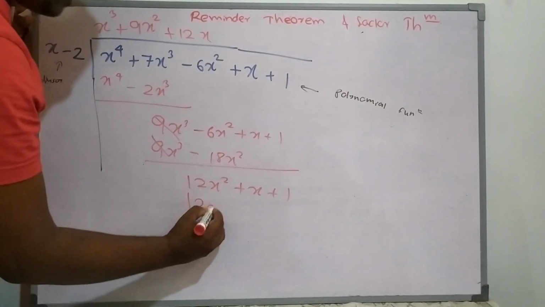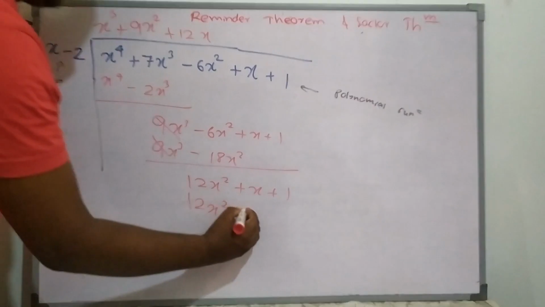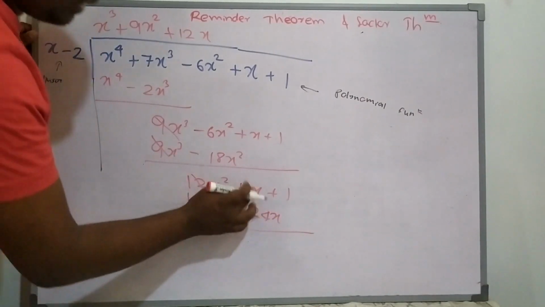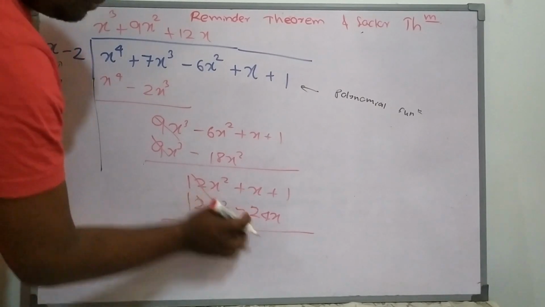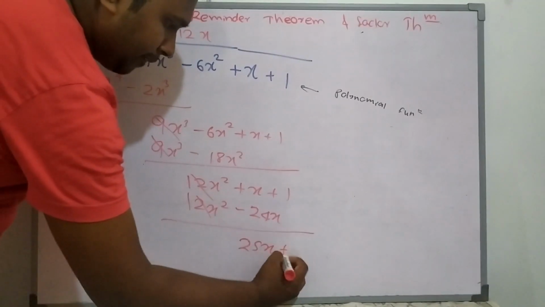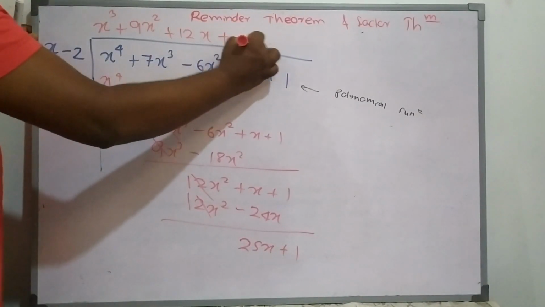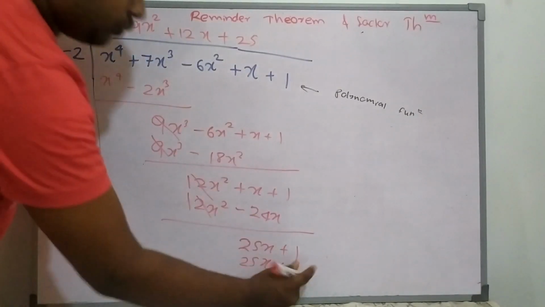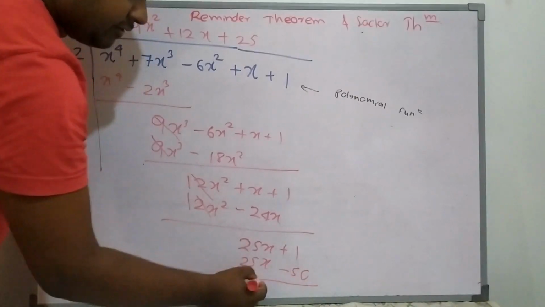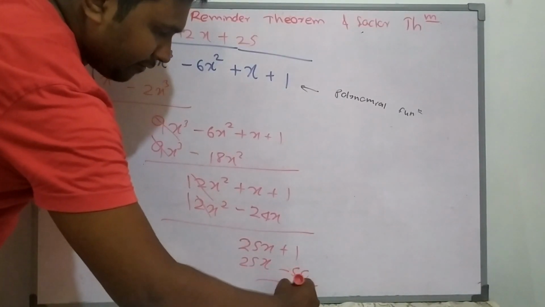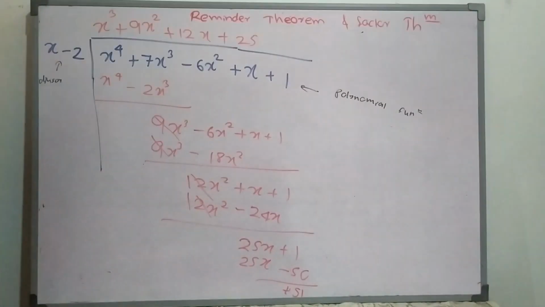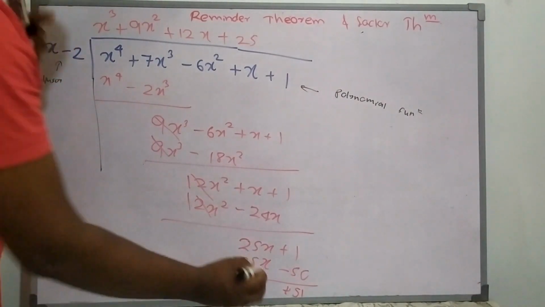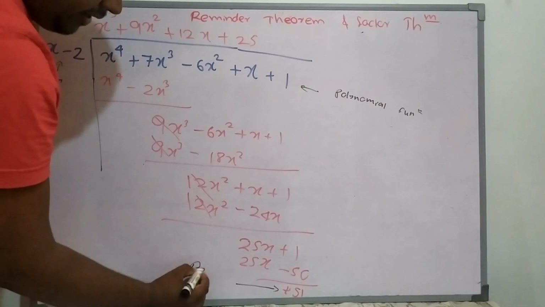So that is 12x squared minus 24x. These two cancel, and here this is subtracted by this. Then 25x plus 1, and I'm just putting 25x minus 50, right? So the answer is plus 51. You can see our remainder is 51. It's not 0. This is our remainder.